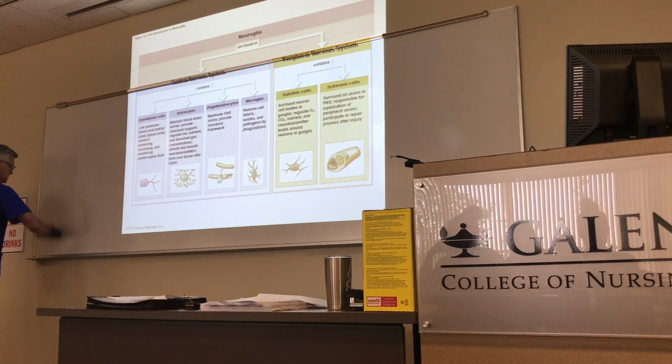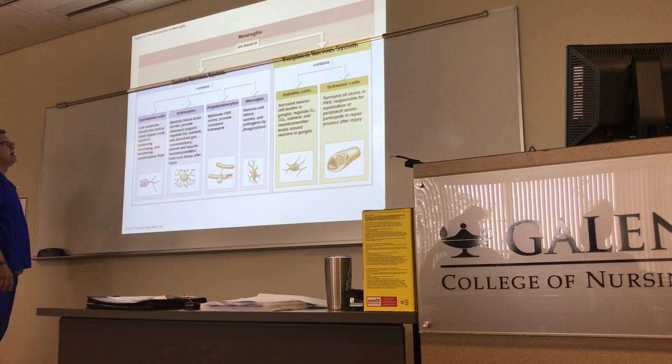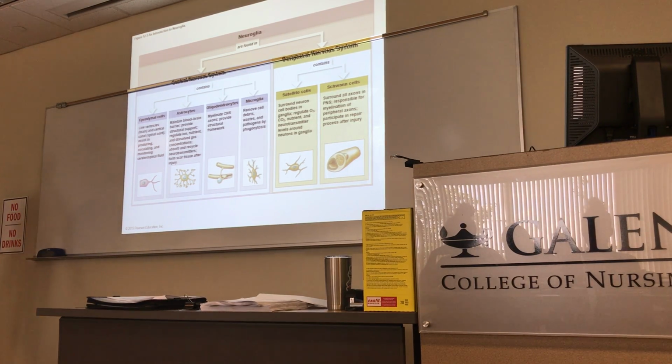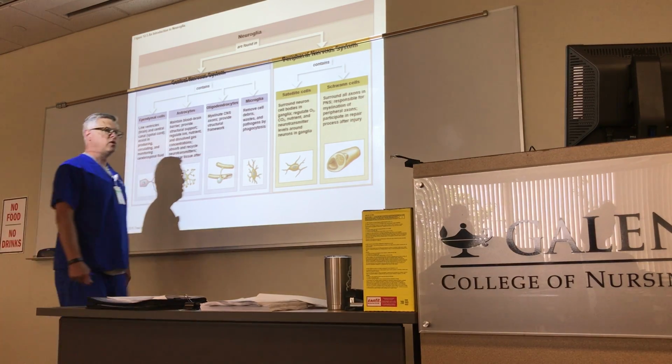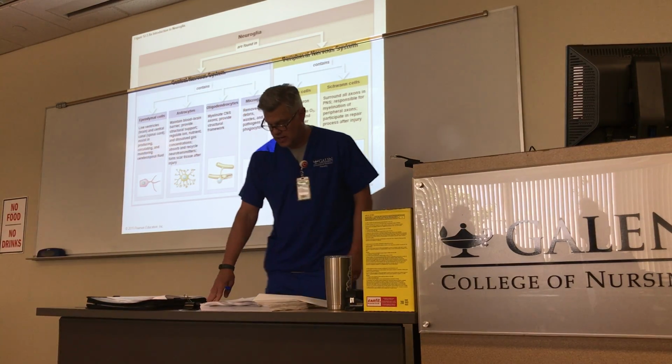So you can use this as part of your notes. And I'm going to highlight some stuff up here. So neuroglia are the helper cells in the nervous system. They do not generate an action potential. They compose a large percent of the volume.